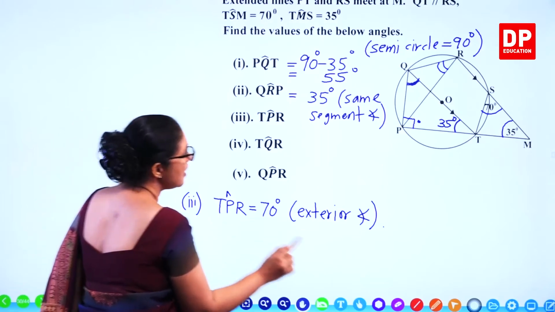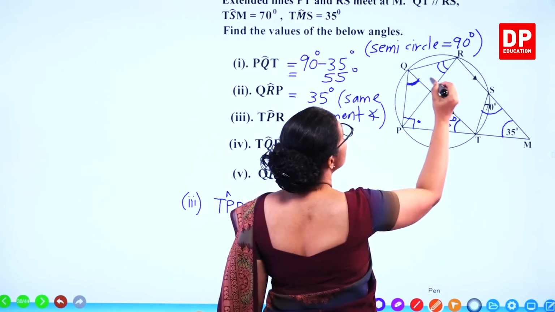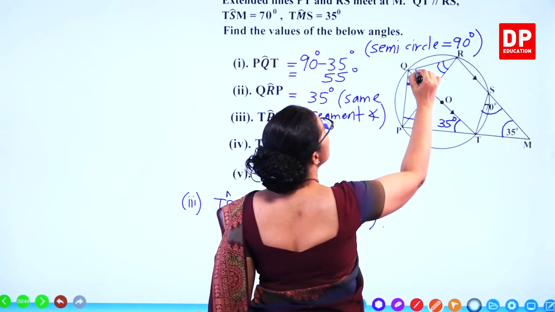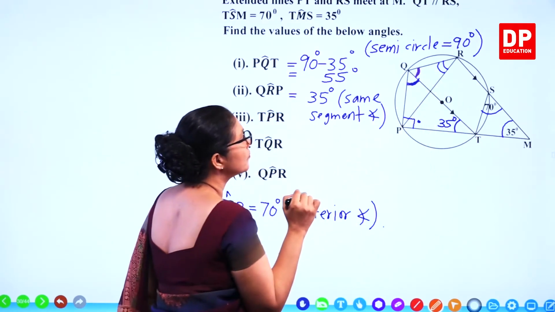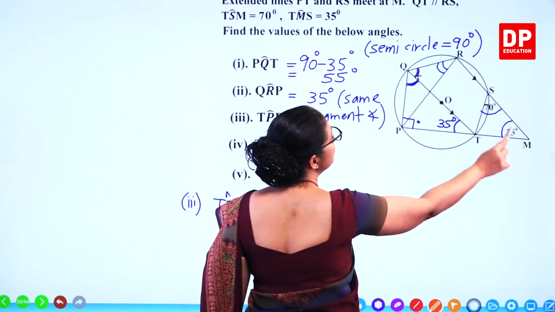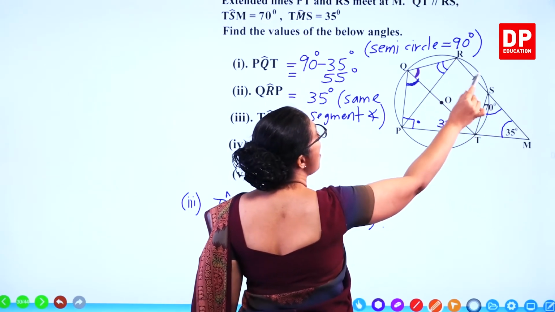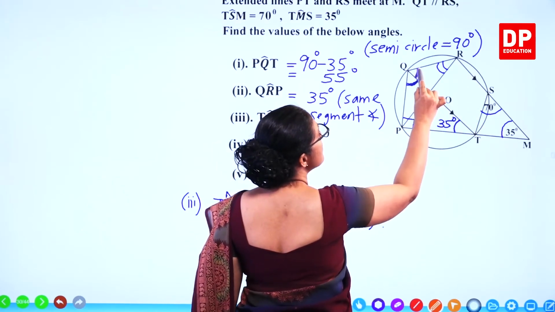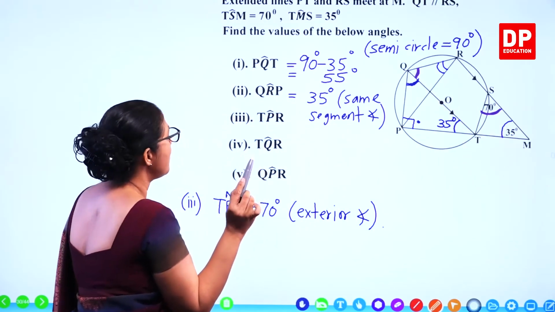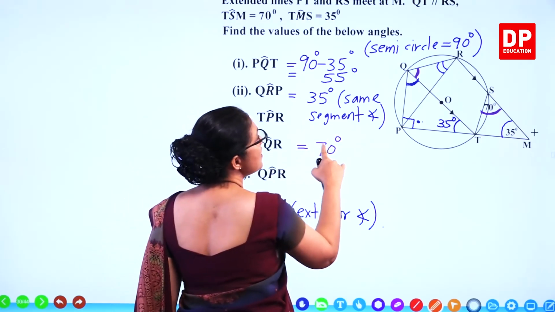Then TQR. TQR, this angle. We will mark it with a different color. I need this angle now. So we need to find out this angle. Look at carefully. So this is also cyclic quadrilateral, RSTQ. So this is the opposite interior angle and to this exterior angle. So you can straight away write down this is equal to 70 degrees again.